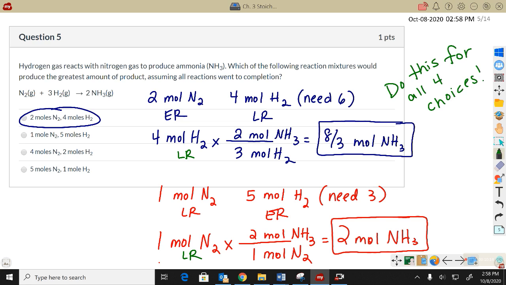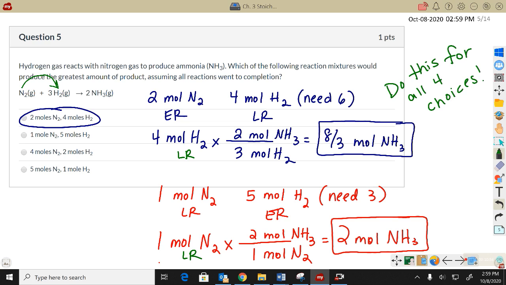Okay, so you have really no great option here, but you kind of have to inspect each of the 4 choices. All right, so I took the first one: 2 moles of nitrogen and 4 hydrogen. If I look at the balanced equation, if I start with my nitrogen, I need 3 times as much hydrogen. So if I had 2 nitrogen, I'm going to need 6 hydrogen. I don't have 6, I only have 4, so the hydrogen becomes my limiting reactant.